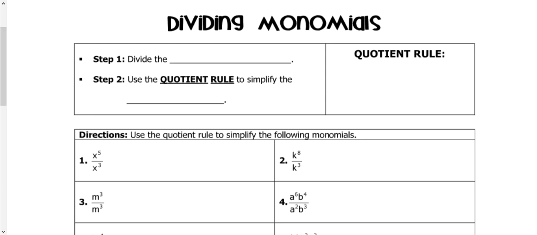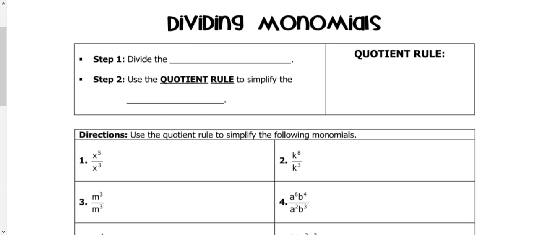Here we are again with the fourth lesson in Unit 6. This one is all about dividing monomials. We have two steps and a quotient rule. Remember, quotient is just the fancy term for division or dividing. So let's look at our two steps and that rule.